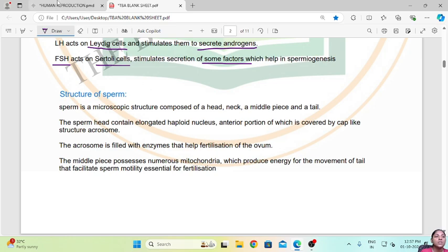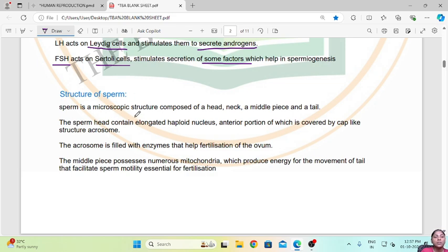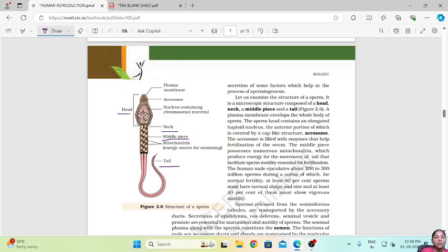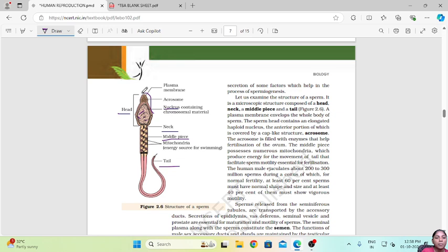Then talking about the structure of sperm. So as we can see here in this diagram, the structure of sperm is divided into a head, neck, a middle piece and a tail. So the sperm head contains elongated haploid nucleus. So here the nucleus is present inside the head, and the anterior part of the head is covered by this cap-like structure called as the acrosome. So this cap-like structure is called the acrosome.